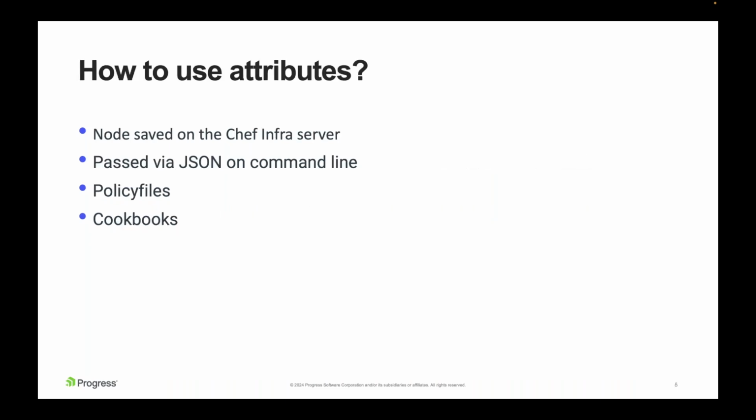So how do you use attributes now? Attributes can be defined in these four ways majorly. You can either have a node saved on the Chef Infra Server. This will be a use case that we are going to dive into later in the technical demos. You can pass it via a JSON through the command line, or if you're aware of policy files, that is a really good way to define an attribute as well. Or you can directly have them in your cookbooks, your recipes. This is also something that I'll be diving into in the later technical demos that are coming up.